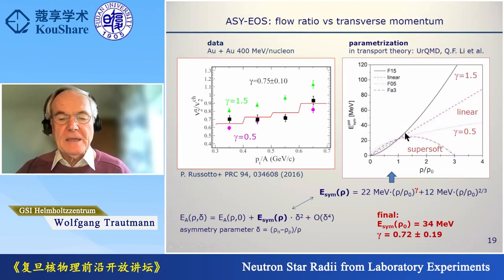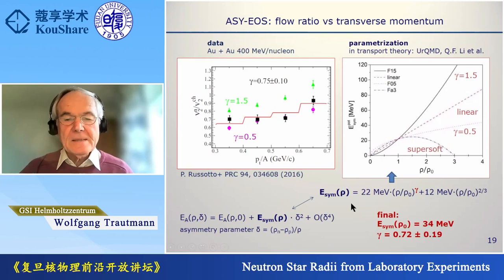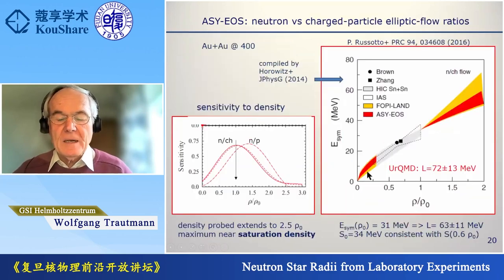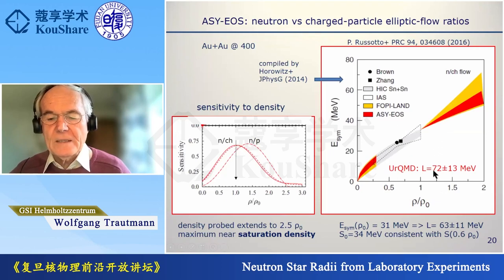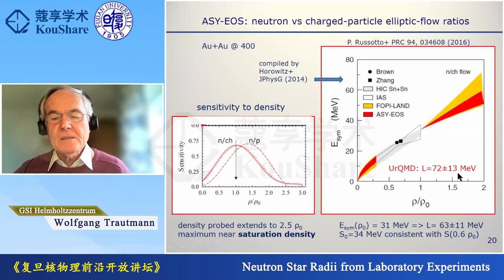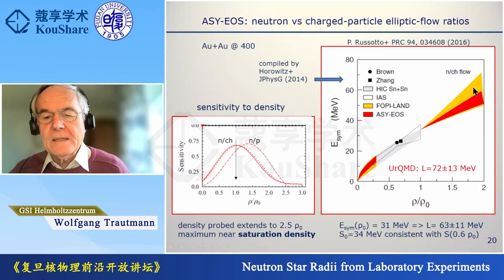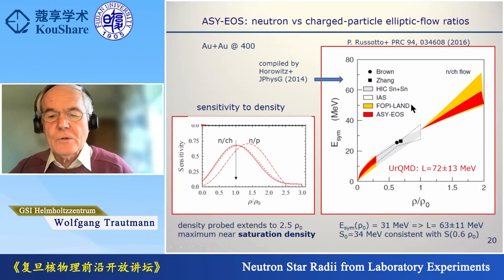the symmetry energy. And this then is plotted on the right panel here, the symmetry energy as a function of density, and the L parameter here, the slope at saturation, was 72 plus minus 13 MeV. And it's compared here with the earlier results in yellow from the FOPI-LAND experiment, data of Yvonne Leifels that I showed earlier. And it's also compared with precise knowledge that we have at about 2/3 of saturation.